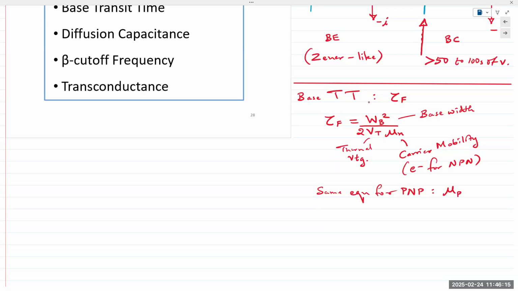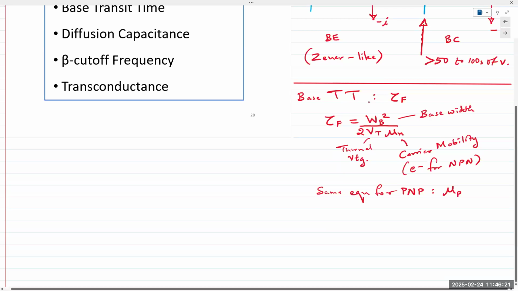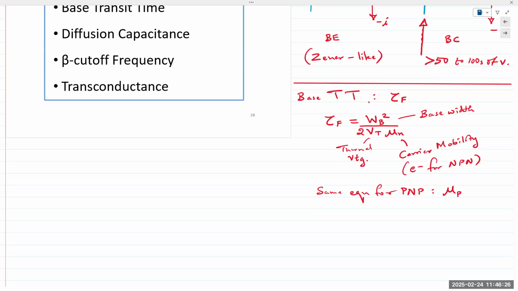And this is the reason why. Actually, it's more than twice as fast. It's 2 to 2.5 times faster. Electron mobility was about 1500, and hole mobility is approximately 1/3 of that, I think. Okay, so it's inversely proportional to the carrier mobility. If the carriers are electrons, then transit time is less. If the carriers are holes, transit time is more, relatively speaking. Hence, NPN transistors are faster than PNP transistors.